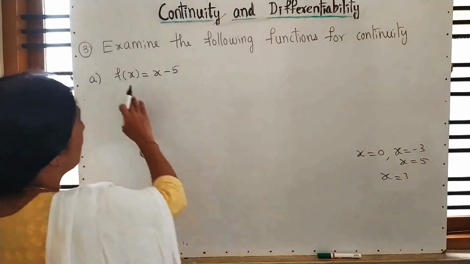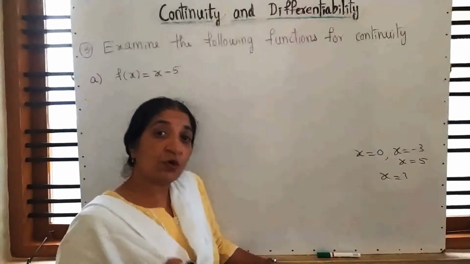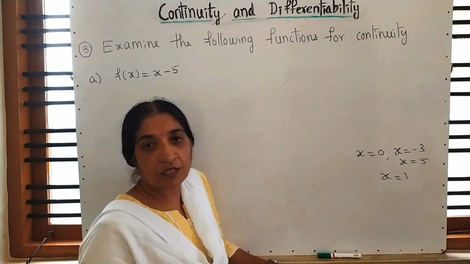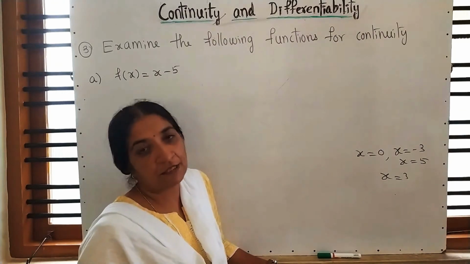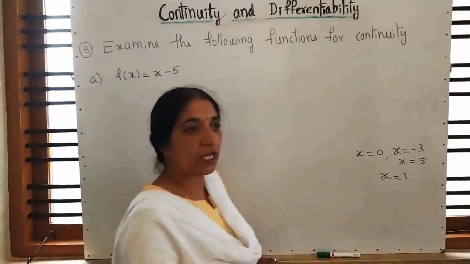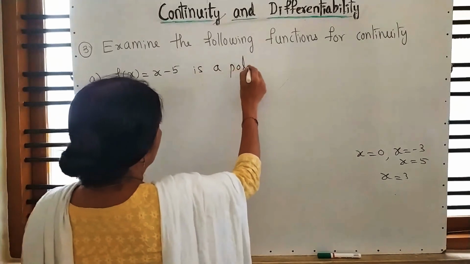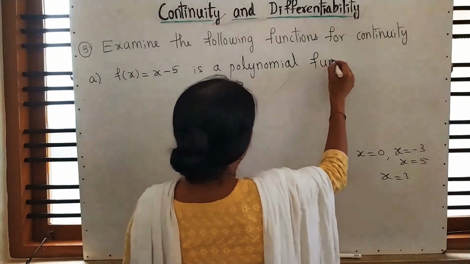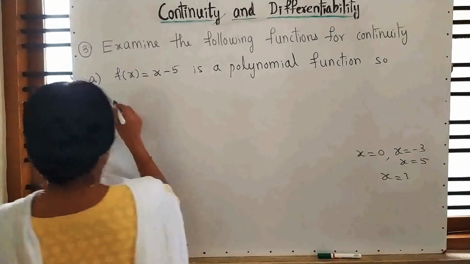So here, f of x is equal to x minus 5. If the students are thorough in the basics, whatever I explained, directly you can write the answer. The one concept is, the given function is a polynomial function. Is it a polynomial or what? Yes. The given function is a polynomial function, so it is continuous everywhere. You can write like that. Is a polynomial function, so continuous everywhere.